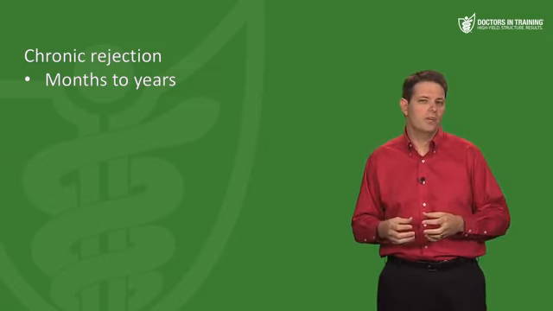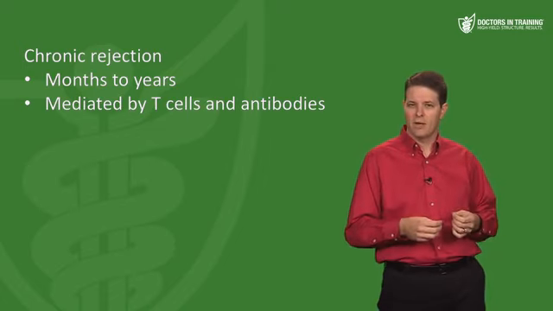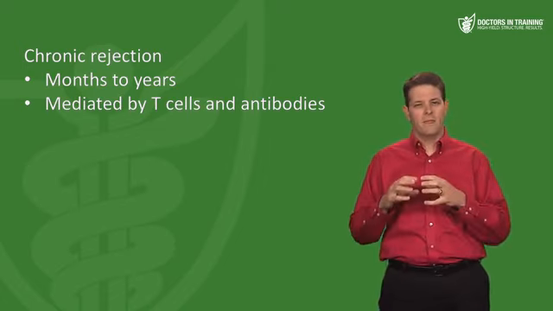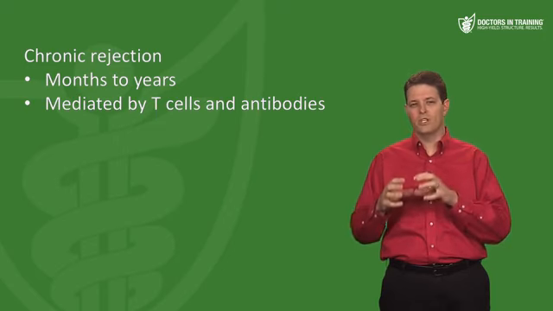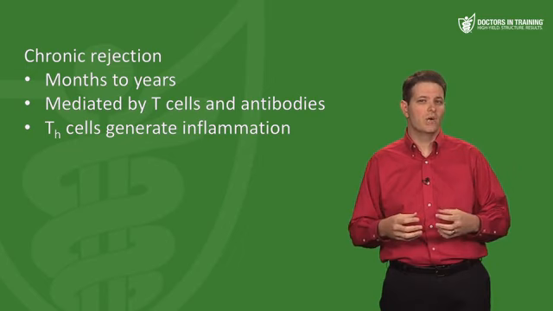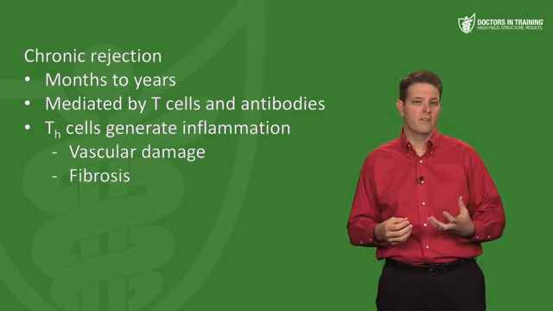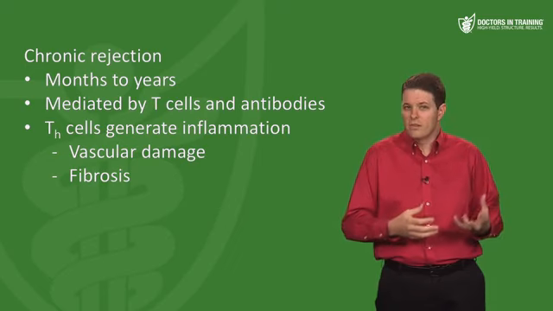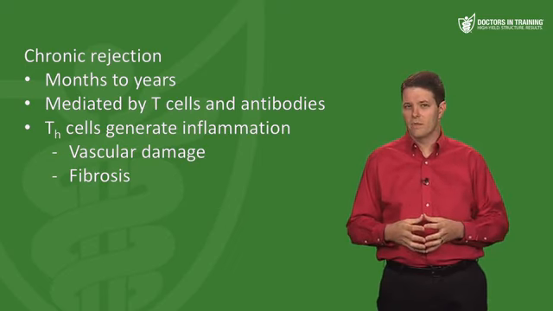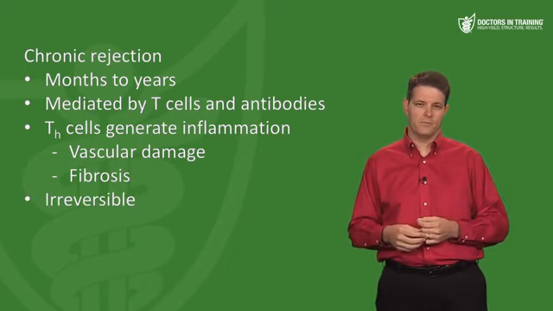Now, chronic rejection seems to be mediated both by T cells and also somewhat by antibodies. But a big part of it is that antigen-presenting cells present donor antigens to helper T cells, which produce interleukins and generate an inflammatory response that leads to vascular damage and fibrosis of the blood vessels and fibrosis of the transplant tissue itself. And unlike acute rejection, chronic rejection is irreversible.